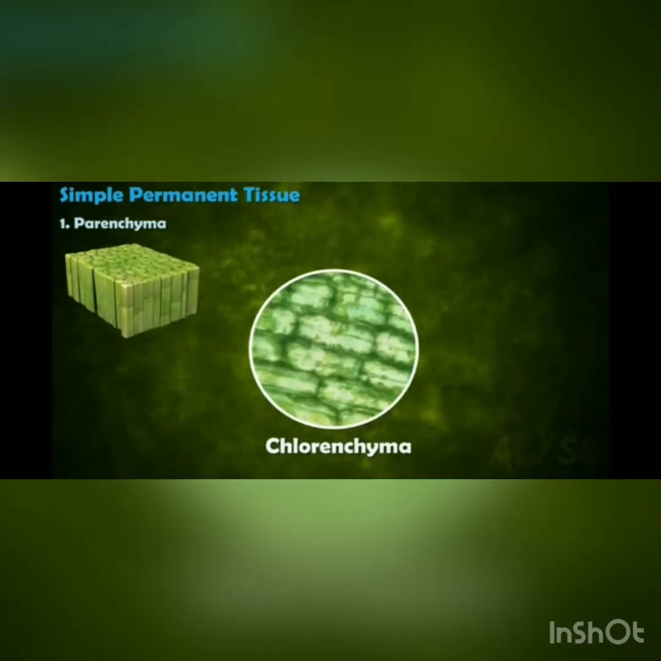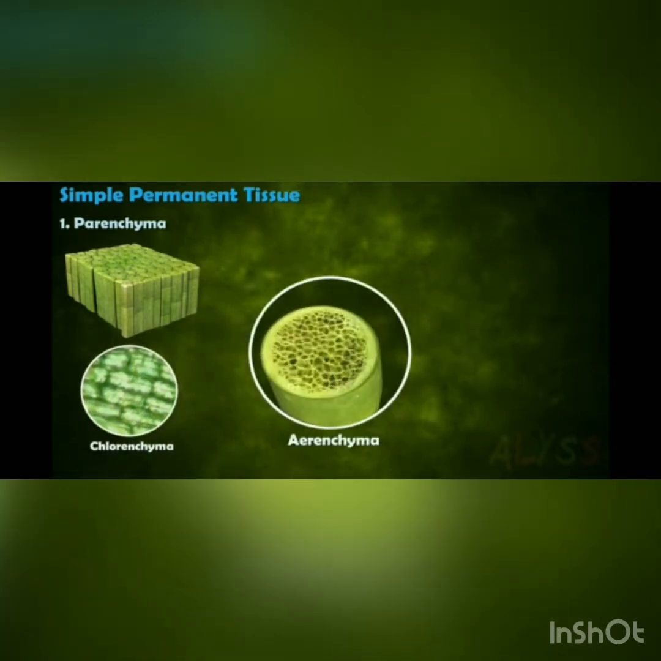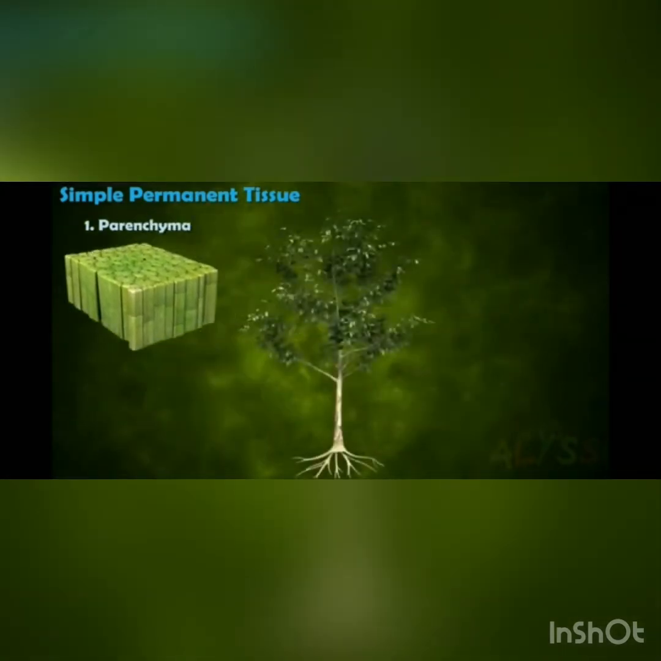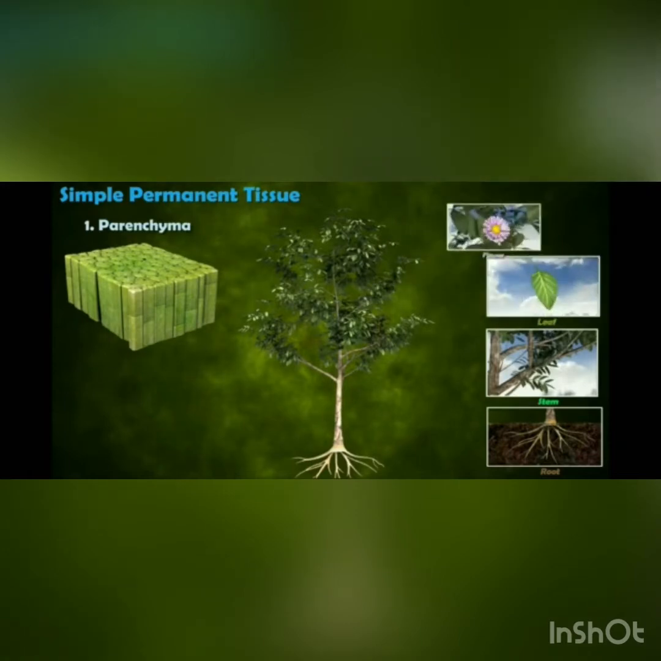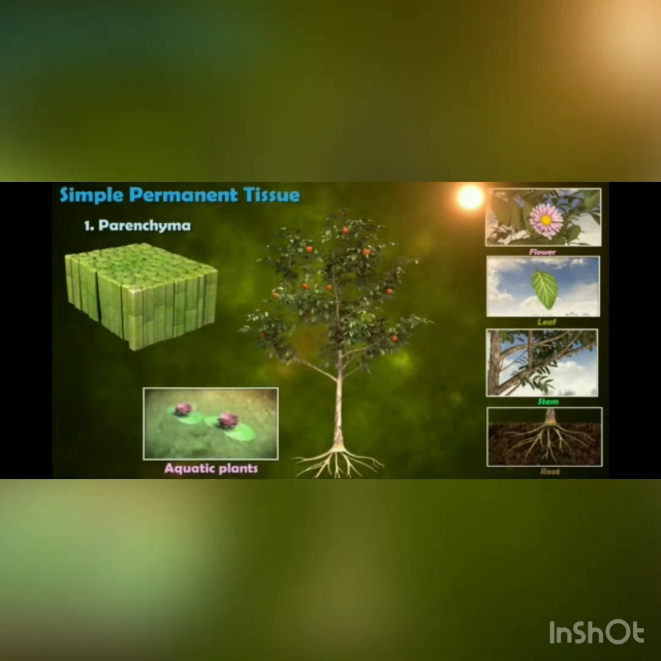The cells which contain chlorophyll are called chlorenchyma, which carry out photosynthesis. The cells which have airspace are called aerenchyma, which help in floating in the aquatic plants. All soft parts of the plant contain parenchyma. And in aquatic plants, they help to float.